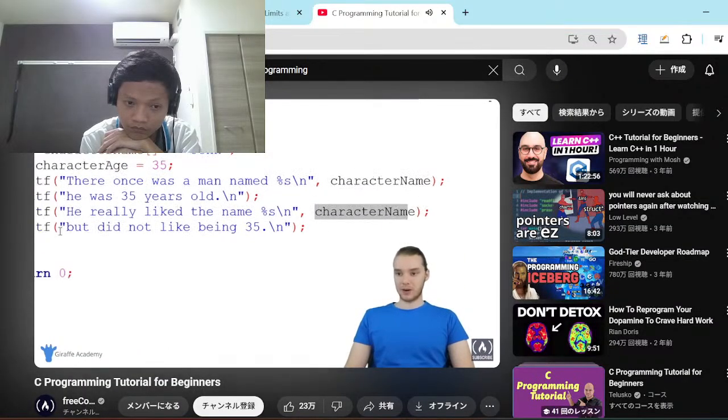Let's do the same thing with the age. Over here we have the age is 35. I'm going to do something similar. I'm going to say percent, but now because I have a number, instead of using %s, I'm going to use %d. That basically means that we're going to insert an integer number into here.